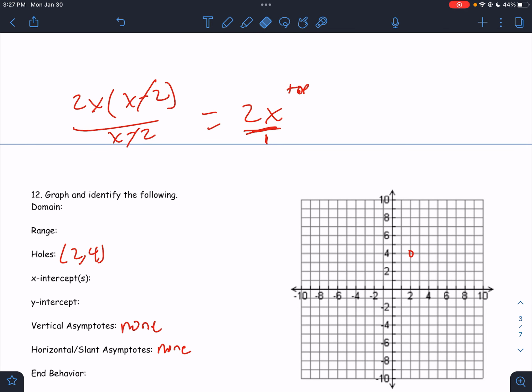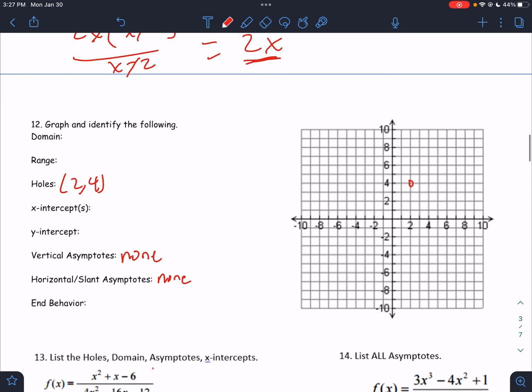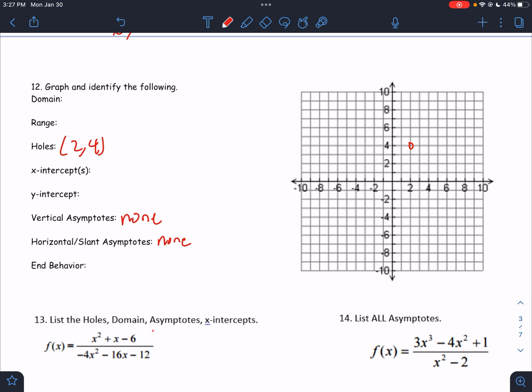So when it's top heavy, you will have slant or parabolic asymptotes. I don't know which ones you guys have done exactly, but this one is the line. Everything canceled out. So there's not going to be an asymptote there.